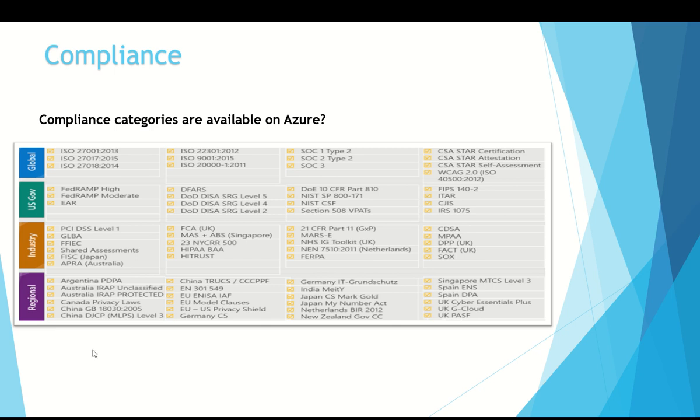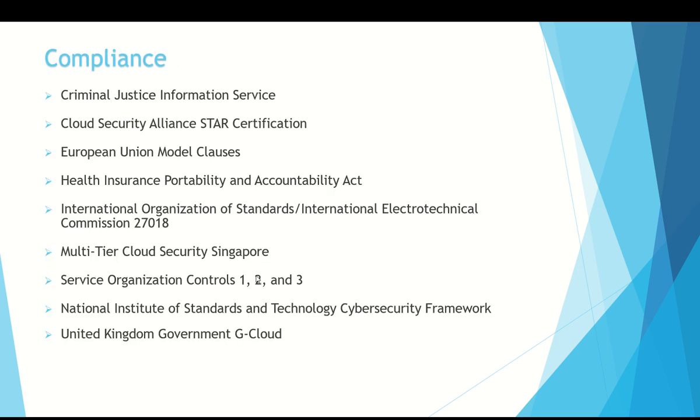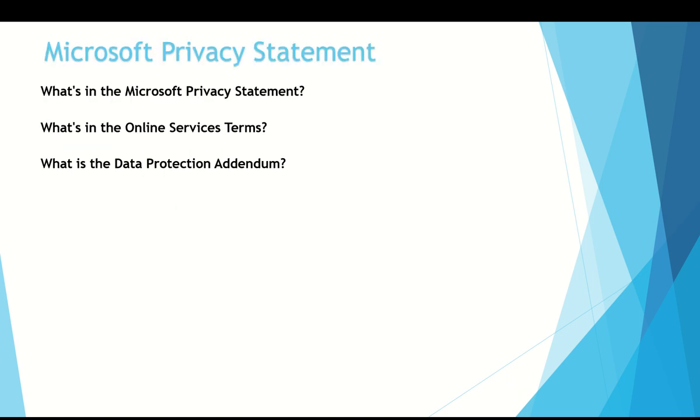So you can see here, based on the global, US government, or industry region, these compliance categories are available in Azure. These are a few compliances, like criminal justice information. No need to read all the stuff, but these are the few. So next comes: what is the Microsoft privacy statement, what are the online services terms, and what is the data protection addendum.